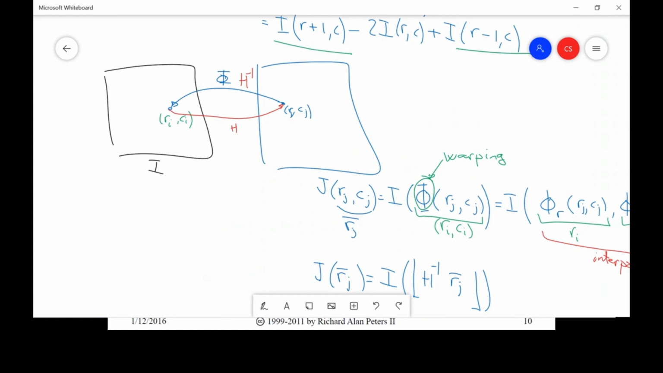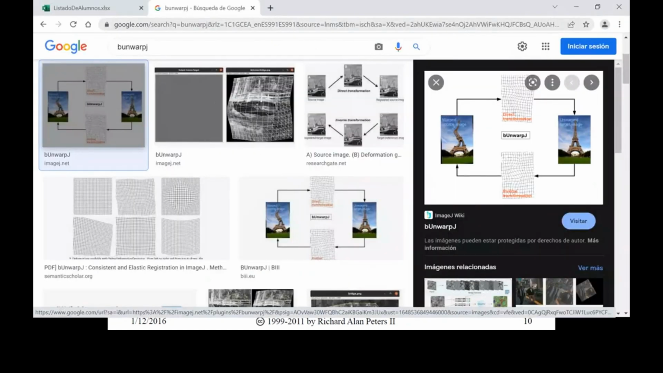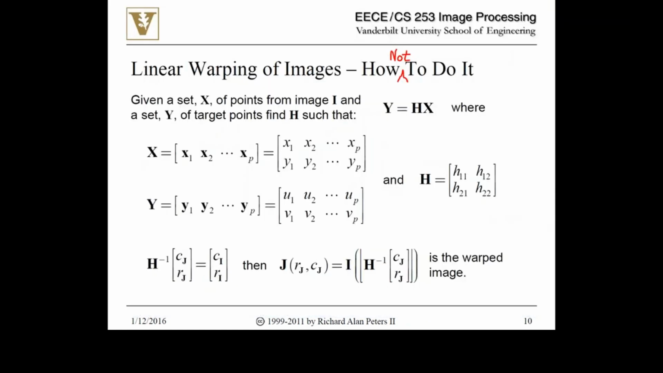Okay, so in the slide, we are following that convention. So from J to I, we use H minus 1. And yeah, so the question is, what is this H? Okay, so let's go to our problem.